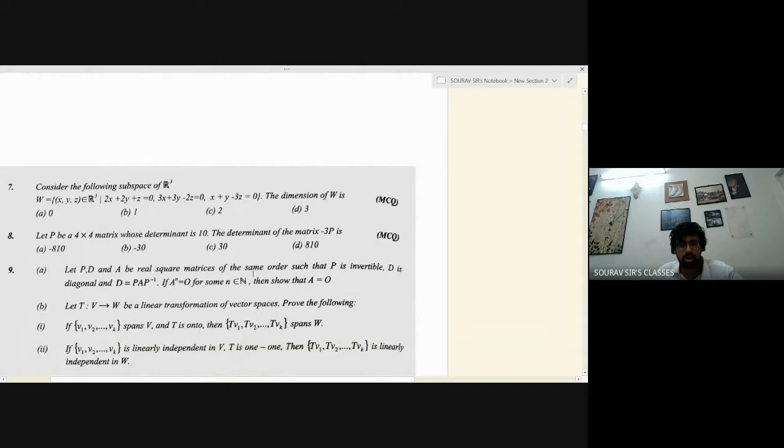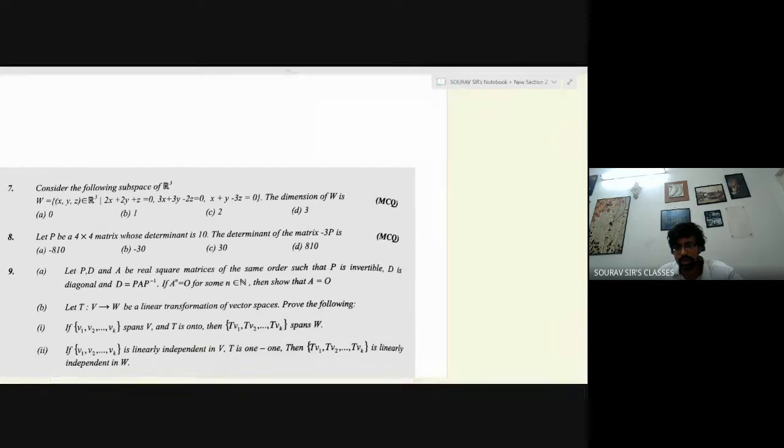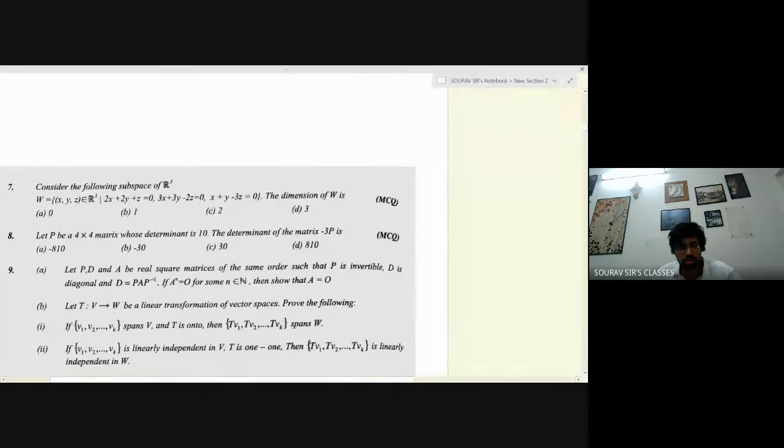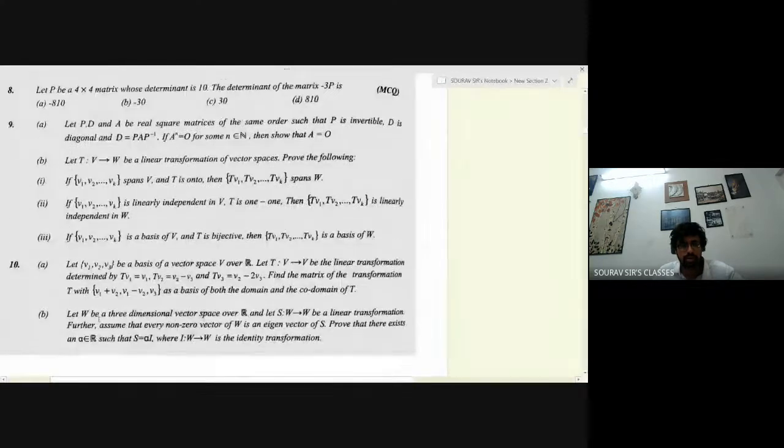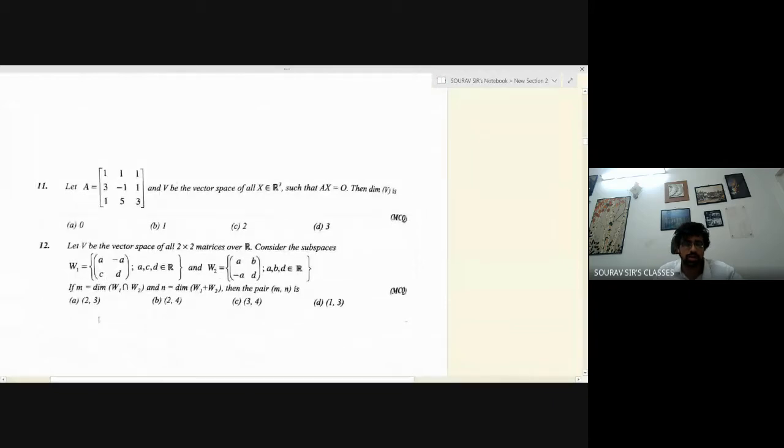Here we got one question. It's actually taken from the TIFR paper. I think some of the questions we have done in the last class. Okay, yeah, this I think we have done. P minus P, this question we have done. Okay, let's do this 11.